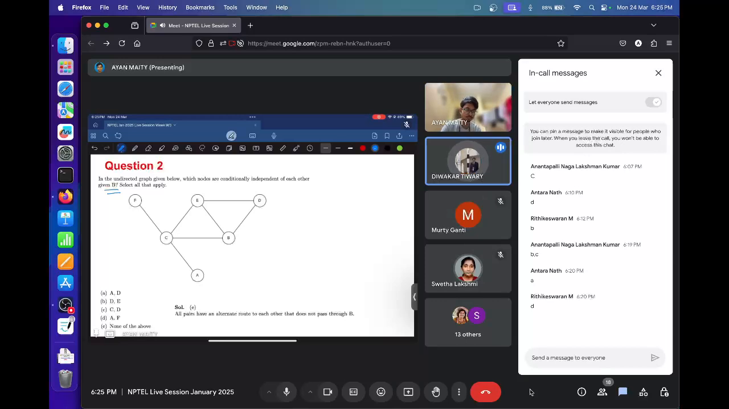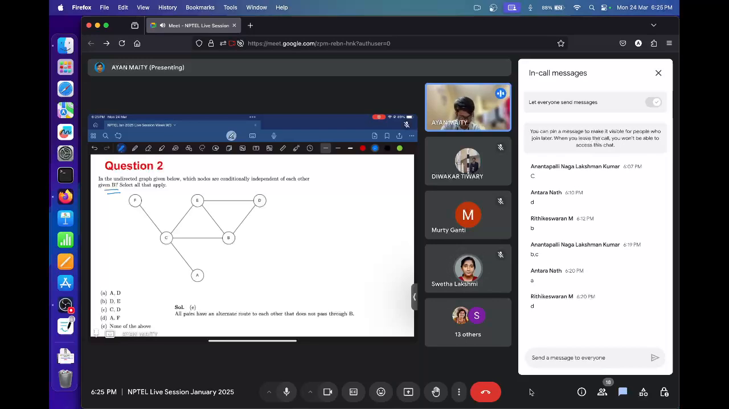Sir, in this, can you give one example which is conditionally independent? Because in this case, for all the pairs of variables there exists at least one path. Yeah, for all the variables there exists at least one path.